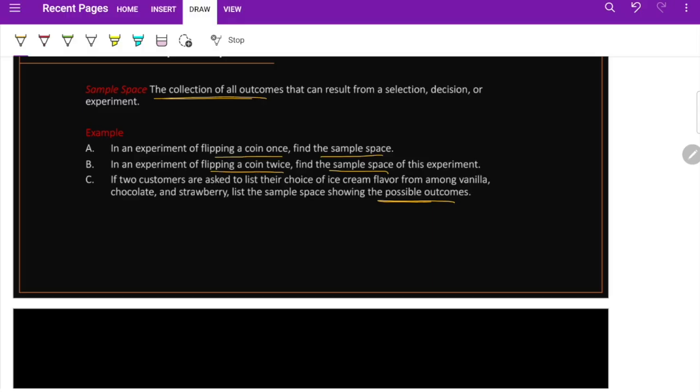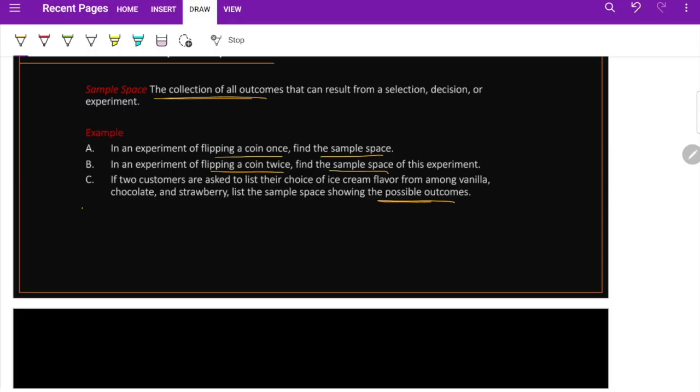So we have 2 customers, and we asked them again to list their choice. This is my experiment. I just picked 2 customers, and I did my experiment. I asked them, okay, tell me what's your choice of the flavors. We have vanilla, chocolate, strawberry. Okay, maybe the first customer is going to tell me vanilla, right? Again, what is the form of the output, one outcome of the experiment?